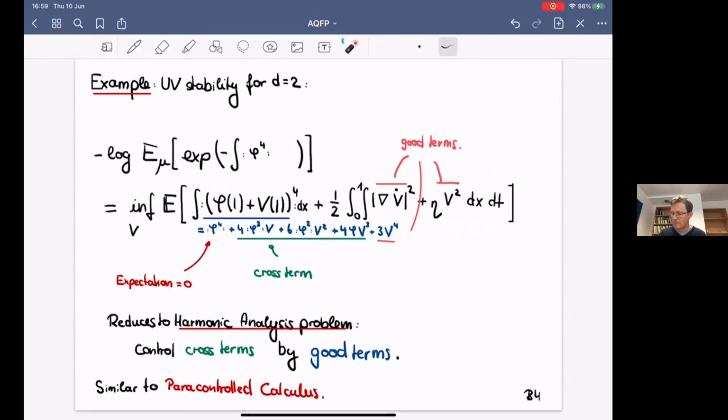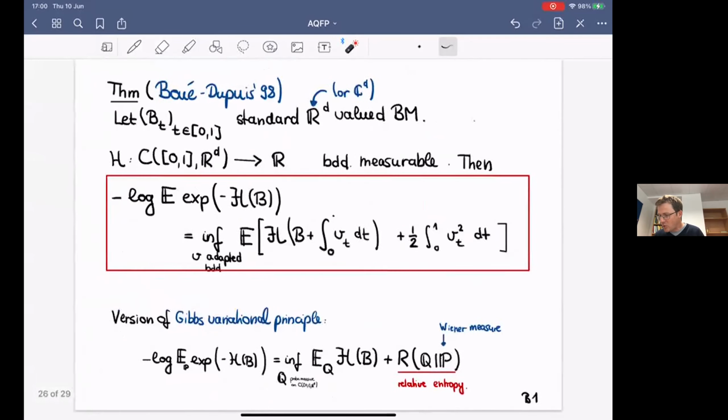And then once you expand this, the expectation is 0 anyway, you don't care. Then you have these good terms, and a bunch of cross terms from the expansion, and then it really just boils down to a harmonic analysis argument that tells you that you can control these cross terms by the good terms. Okay? So you write down the formula, and then you do a little bit of relatively soft harmonic analysis, and you're done. But this was perhaps a bit quicker in the end than I had planned.